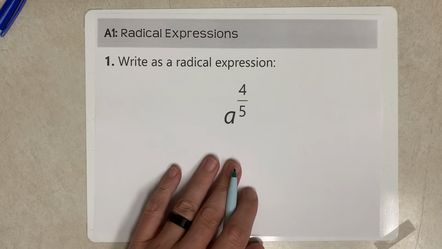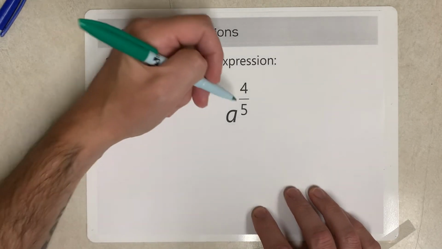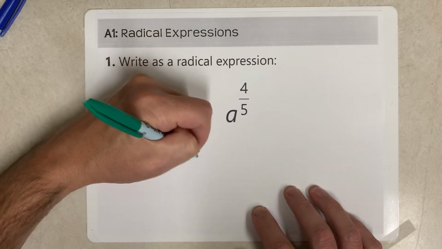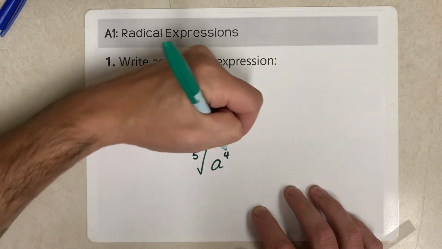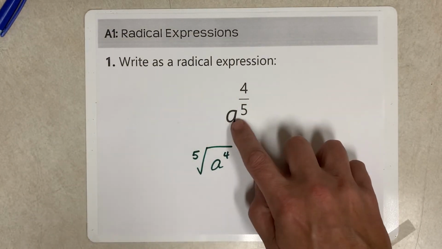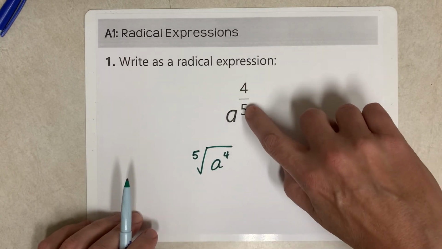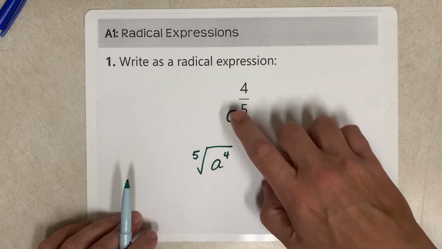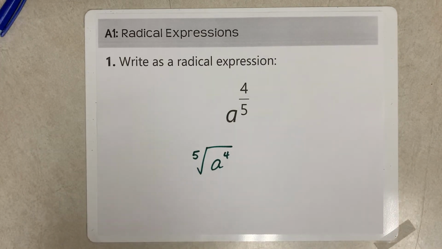Okay, so now we're going to talk about converting back and forth between rational exponents and radicals. Here's how this works. A to the 4/5. The 5 is going to go as the index on the outside, and the 4 is going to be an exponent on the variable or number or whatever this is. So when you're converting an expression like this to a radical, this number goes on the outside, that's your index. This one is going to be your exponent on whatever this is. So the 5th root of a to the 4th, and you are done.